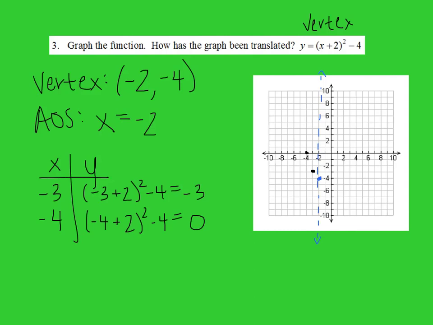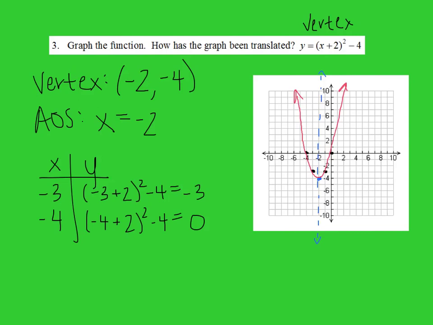I can reflect those to get some more points. And then I've got something that kind of looks like a U, so I'm going to go ahead and connect them. Again, I'm sorry, this is not going to be beautiful by any means. But your graph's going to look something like that.